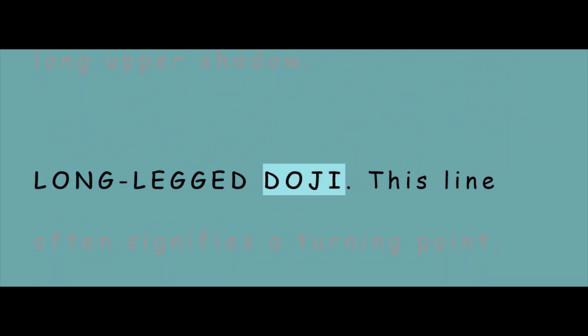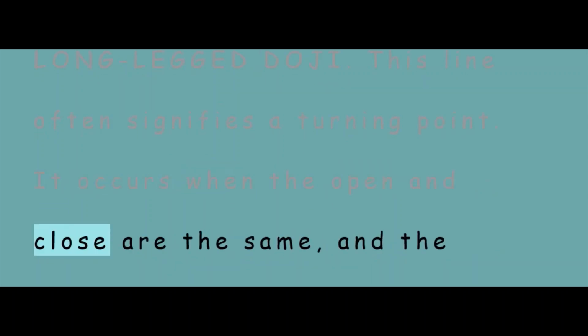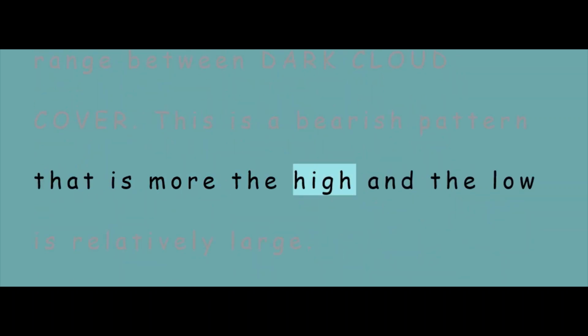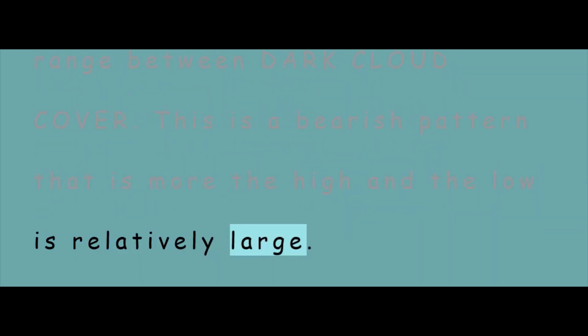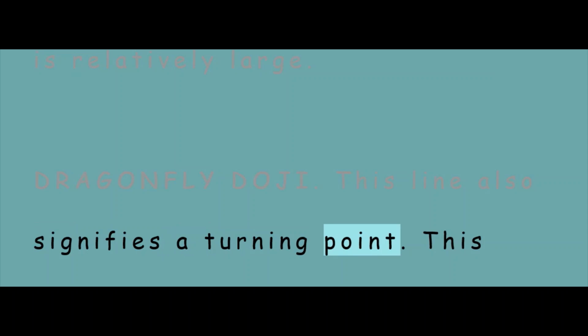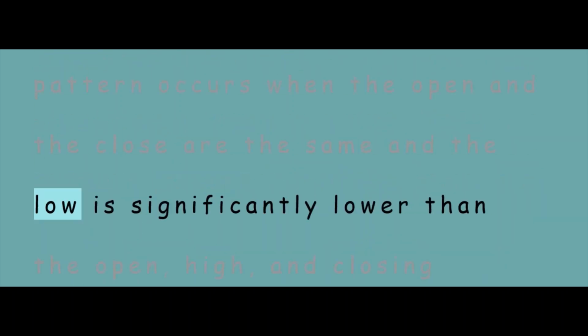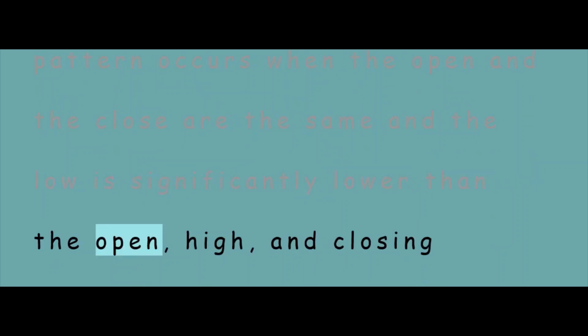Long-legged doji. This line often signifies a turning point. It occurs when the open and close are the same, and the range between the high and the low is relatively large. Dragonfly doji. This line also signifies a turning point. This pattern occurs when the open and the close are the same and the low is significantly lower than the open, high, and closing prices.